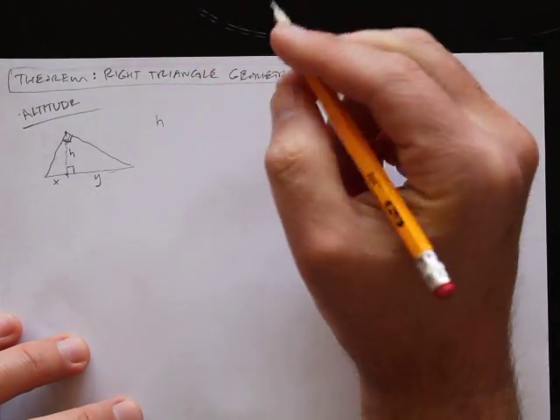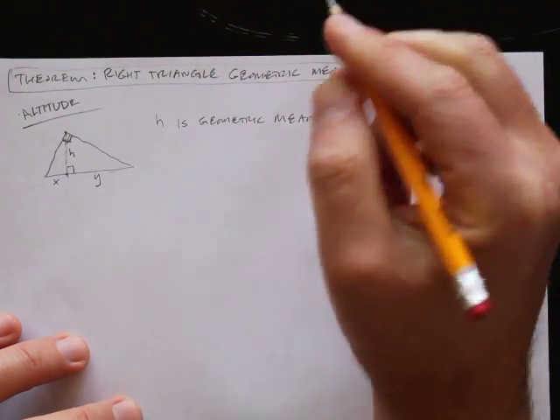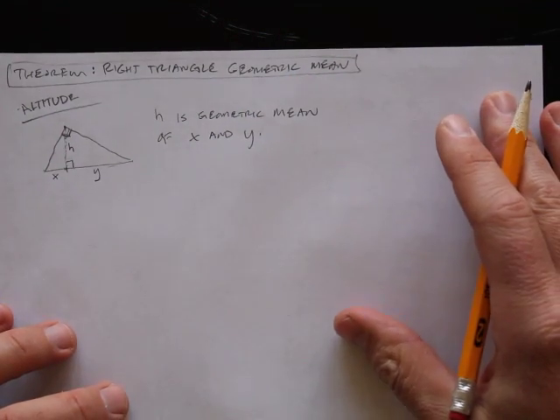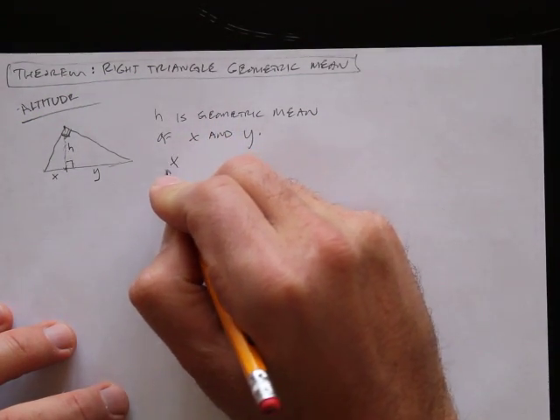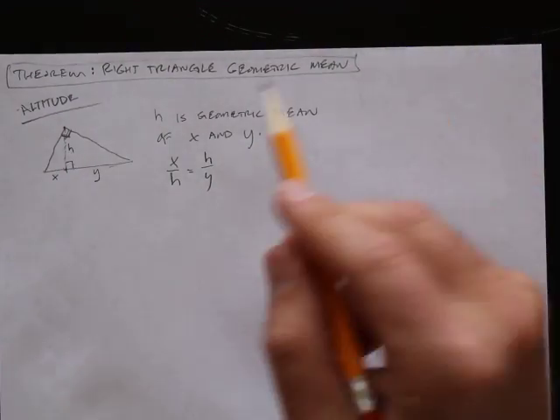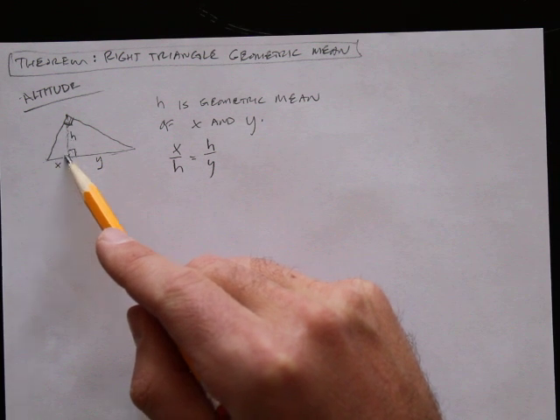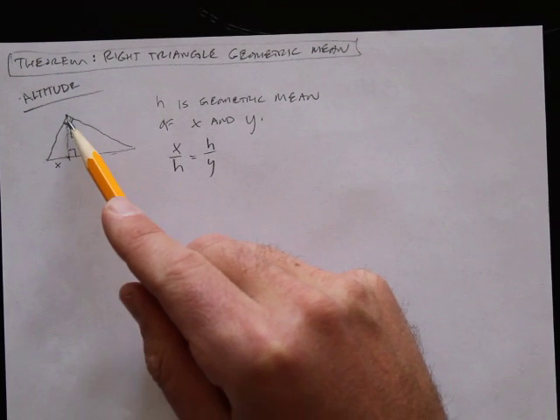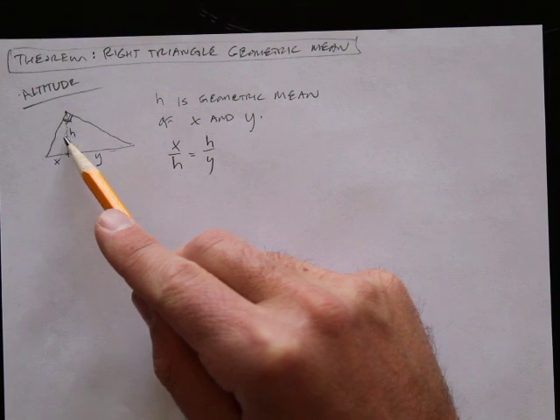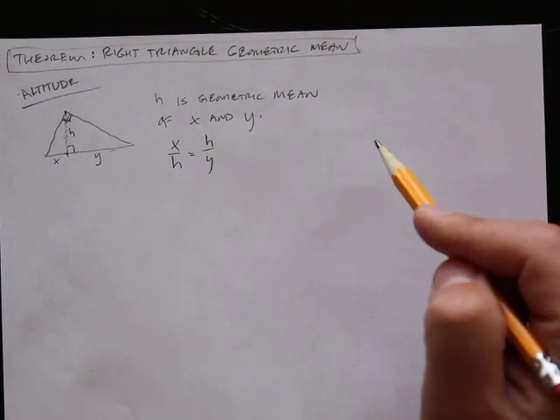All right, h is the geometric mean of x and y. What? That's weird. Yep, it's true. Because look, x over h equals h over y. So we can set up this proportion based on our understanding of right triangles, that the pieces of this triangle here are in proportion to this triangle here. And so we can say this little side over the longer side, that's not the hypotenuse, is in proportion to this little side over this longer side that's not the hypotenuse. And so that's the proportion that we set up right here.